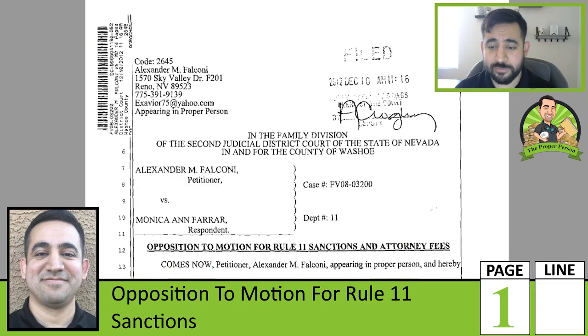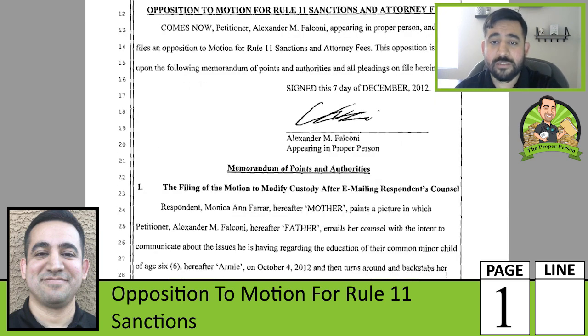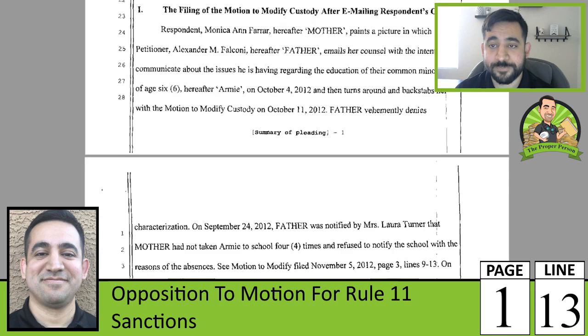Here we have my opposition to motion for Rule 11 sanctions and attorney fees. I am going into the standard introductory paragraph introducing myself as the petitioner, indicating to the court that I'm appearing in proper person, which means I don't have an attorney, and it looks like I do not identify the motion that I'm filing in opposition to, which is not good. It's better, whenever possible, to indicate the specific date and title of the motion that you are filing your responsive paper to, because it's not just oppositions where you should do this, it's also replies to oppositions. I'm going to go ahead and go straight into it.